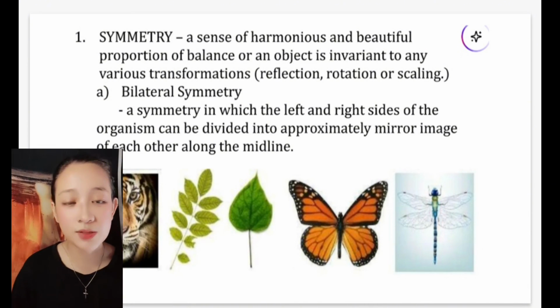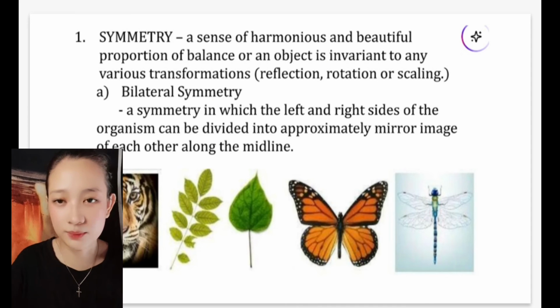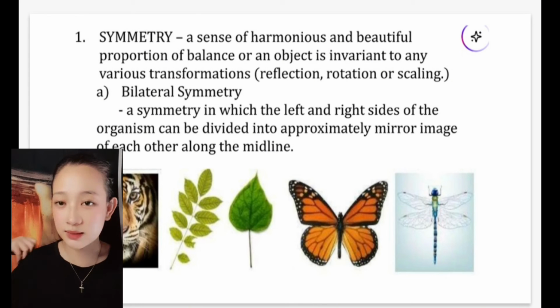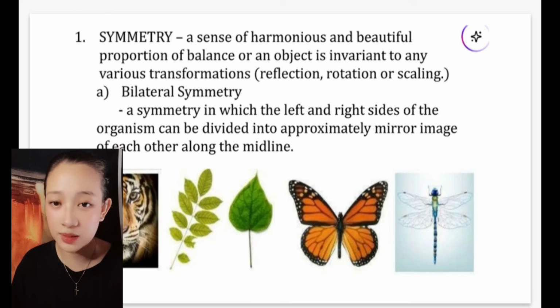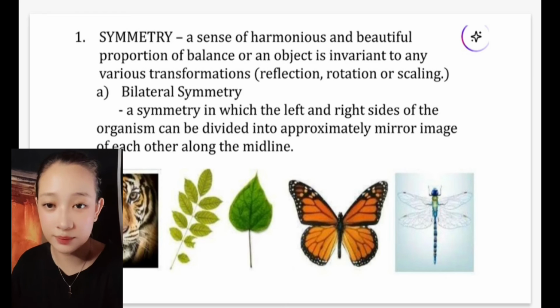So, bilateral symmetry is a symmetry in which the left and right sides of the organism can be divided into approximately mirror images of each other along the midline. Bilateral symmetry occurs when a figure or organism can be divided into two identical parts along a central line or axis of symmetry. Each half is the mirror image of the other. For example, if you draw a line down the middle of a butterfly or a human body, both sides appear almost the same.